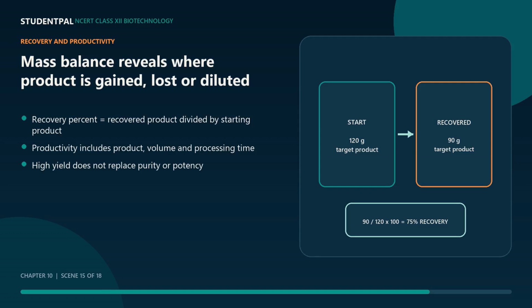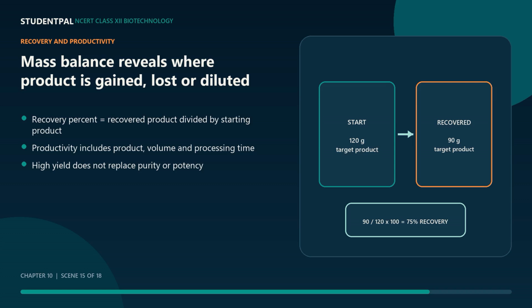Suppose the clarified feed contains 120 grams of target product and purification recovers 90 grams. Stage recovery is 90 divided by 120 times 100, or 75%. This calculation needs total product amount, not concentration alone, because process volume may change. Overall recovery is affected by every downstream step and is usually lower than the recovery of any single successful stage.